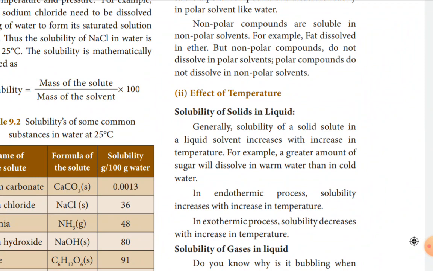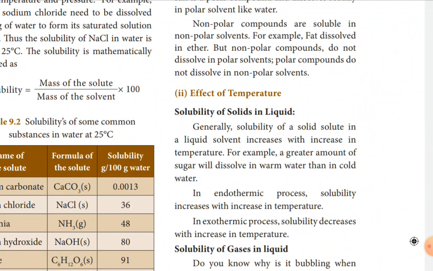When the water temperature is more than room temperature, if it is warm water, it can dissolve more sugar compared to cold water. Then, in an endothermic process, what is endothermic? Endothermic means a chemical reaction which involves the absorption of heat energy. In an endothermic process, solubility increases with increase in temperature.